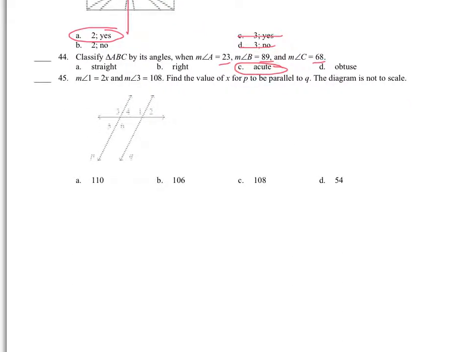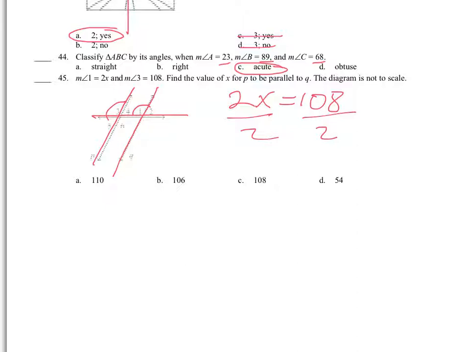And the last one we're looking at today, the measure of angle 1 is 2x, the measure of angle 3 is 108. Now, in order for these to be parallel, we would have to have corresponding angles congruent, and that's 1 and 3, so those would have to be equal to each other. We'd solve for x, and we would get x equals 54. My answer would be D in this case.